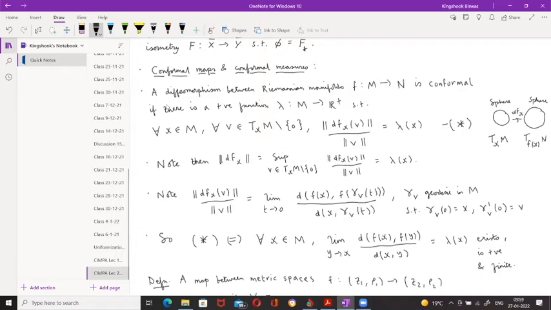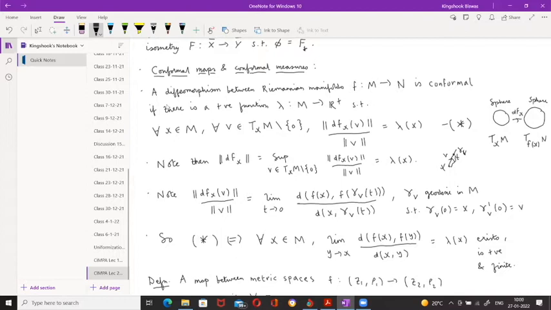Now what is this stretch factor, norm dfx v by norm v? I can write it in terms of distances as the limit, as t tends to zero, of the distance in N between f x and f of gamma v t, where gamma v is the geodesic in M with base point x and initial velocity v. So here's x and here's v, and gamma v is the geodesic which starts with initial velocity v. I move a distance t along this, and then I look at the distance between f x and f of gamma v t divided by the distance between x and gamma v t. Then it's easy to see that as t tends to zero, this ratio tends to the norm dfx v divided by the norm of v.